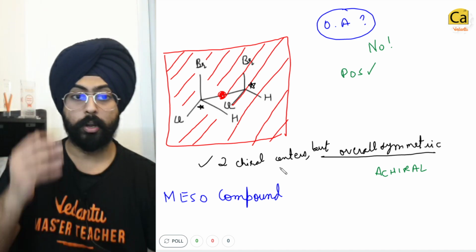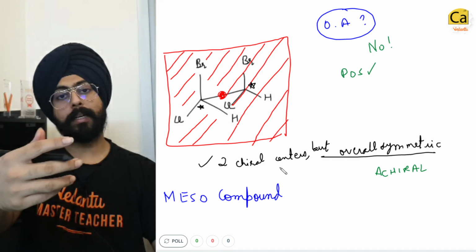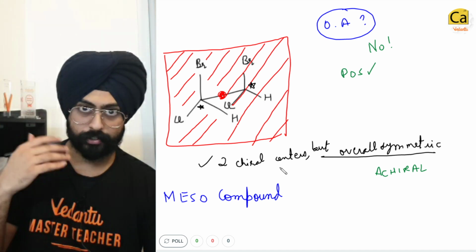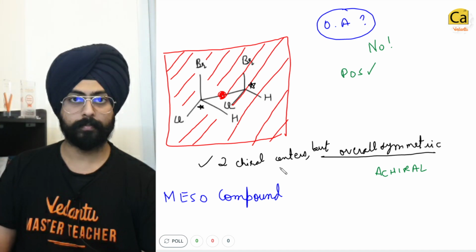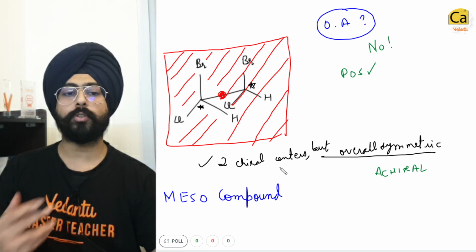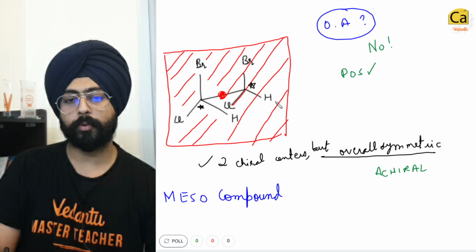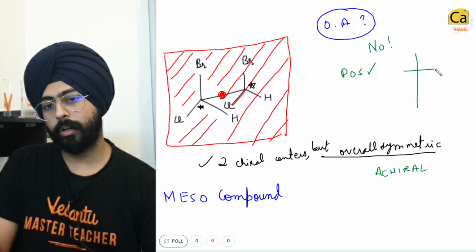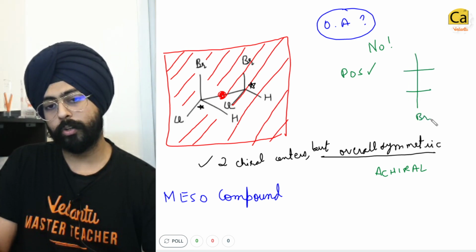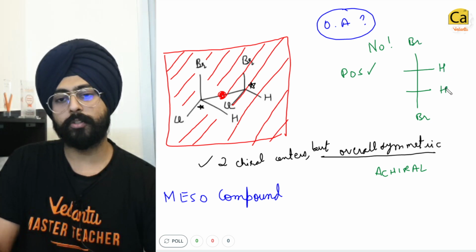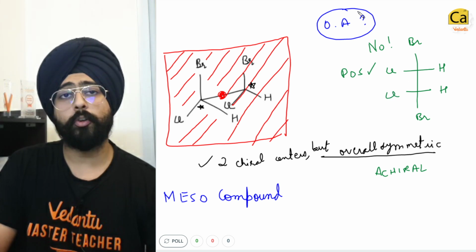This is a mesocompound. My suggestion to you is try to make its Fisher projection as well. Try to make its Fisher projection and see what's going on. Okay? Fine. If you want to make its Fisher projection, this is what it will look like. I have already told you guys how to make Fisher projections earlier, so please make sure you revise all the classes.